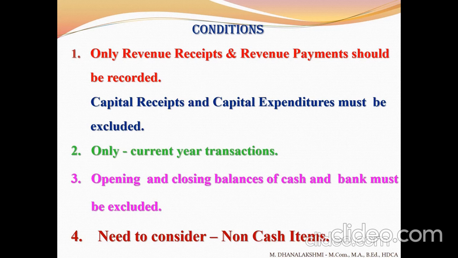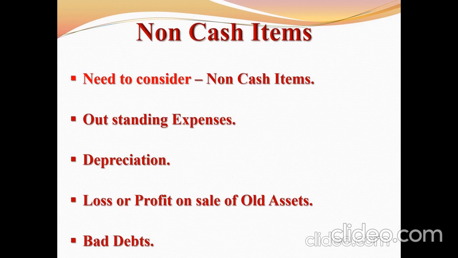Fourth point, non-cash items like outstanding expenses, bad debts, depreciation, profit or loss on sale of old assets. If there are any outstanding expenses, which means expenses not yet paid, but related to the current year, and till now you didn't pay that amount. For example, outstanding salaries. In the same way, outstanding rent, outstanding interest on loan, or any other transaction. If there are any outstanding expenses, that should be added along with the respective transaction.